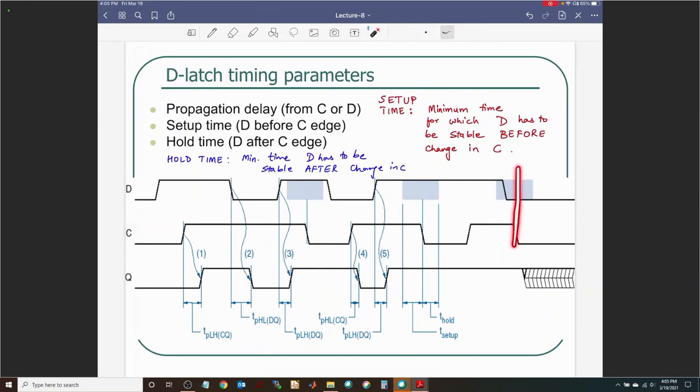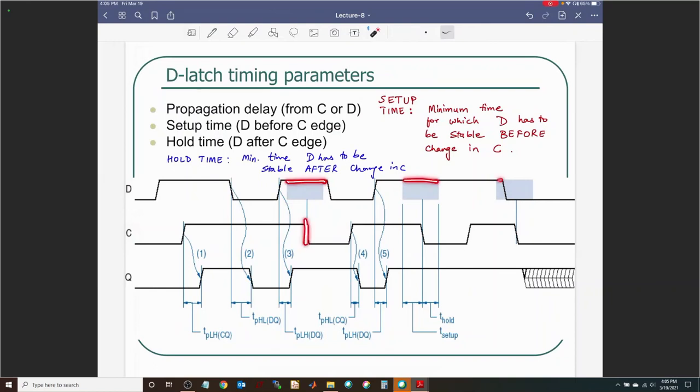Did we break the setup time or did we break the hold time? Between 4, 5, D changes after C and Q changes with D. Between 4 and 5, I'm talking about the changes in D that are pretty close to the changes in C, indicated by these blue timing windows, right? So in this blue timing window, there is a change, but D was stable there, no problem. D was stable there, no problem.